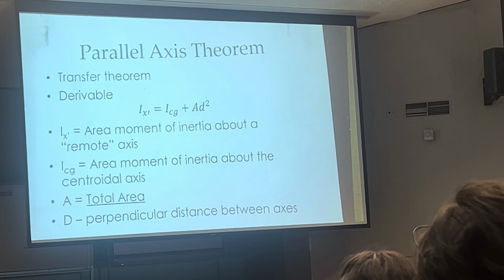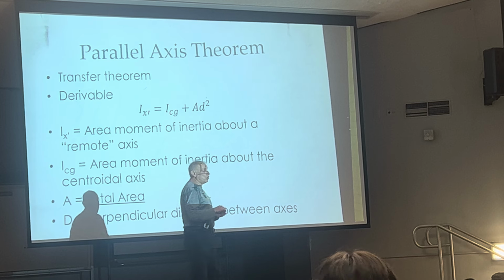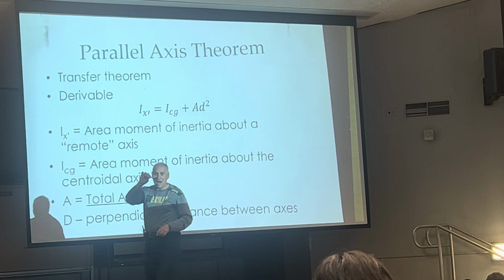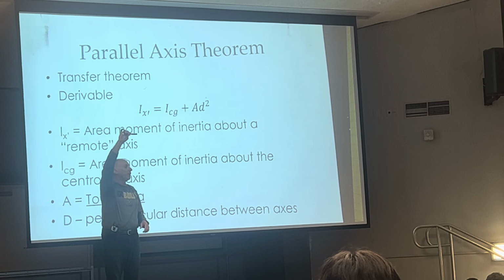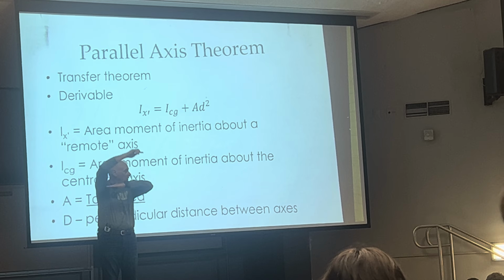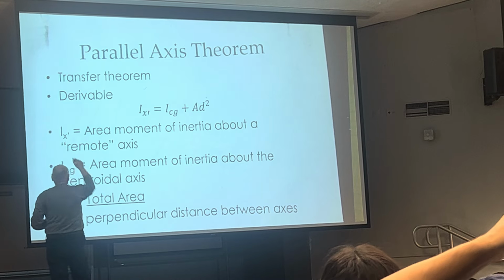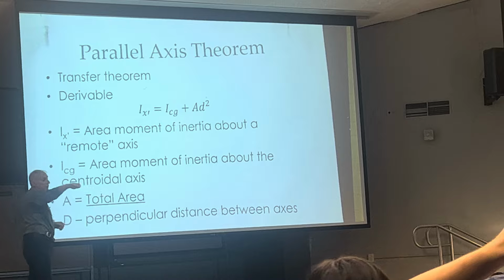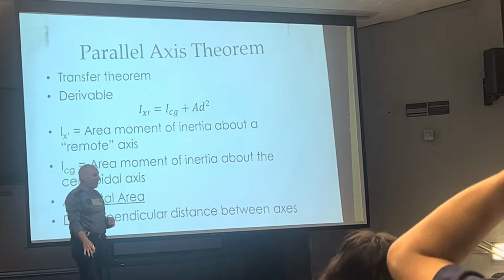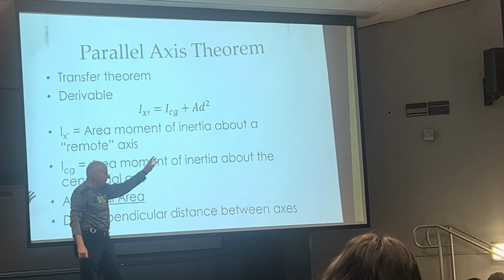The parallel axis theorem is a transfer theorem. It allows me to shift the I from here to another axis, but the axes have to be parallel to each other. So I can shift it from here to there. Okay? It is a derivable equation. I'm sure Hitler does a fantastic job at deriving it. It's really like 3 lines and you're deriving it. It's not a long derivation.